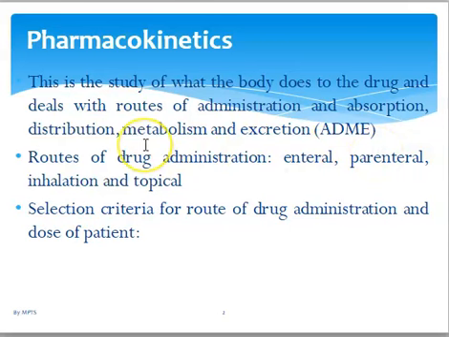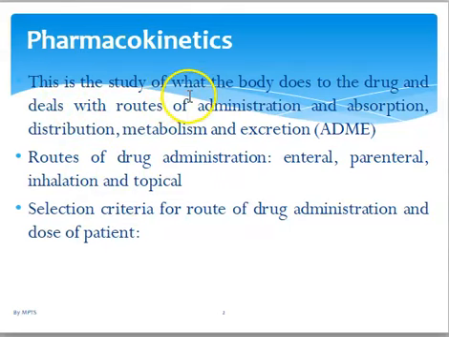Now, ensure you know the routes of drug administration, which I can't go through: enteral, parenteral, inhalation, or topical. You can search about these ones. I'm sure you can get the information. It's simple. Know the disadvantages of each, the selection criteria for each route of administration, and what time we give the dose of the drug to a patient. So these are things that you can know.